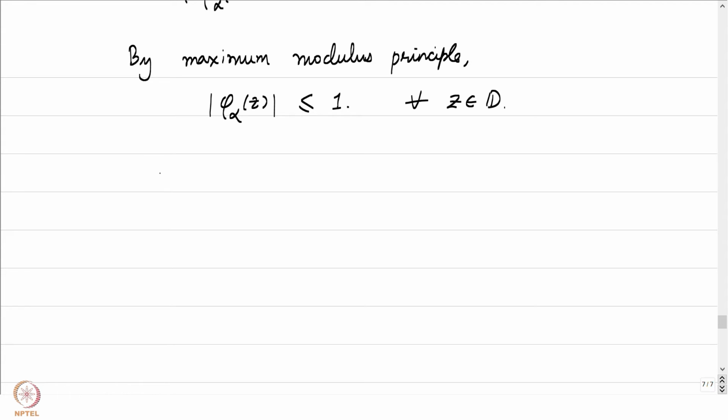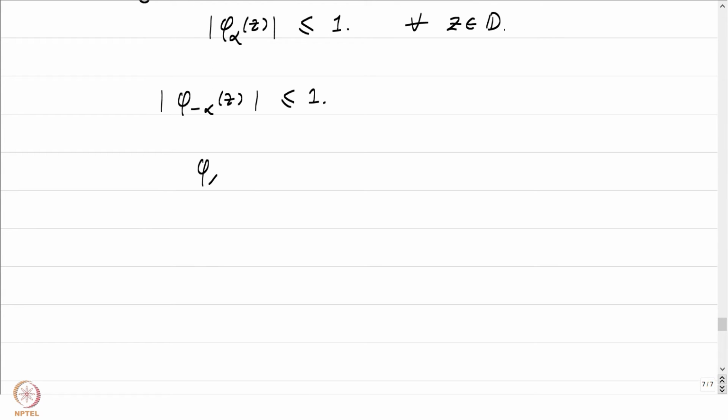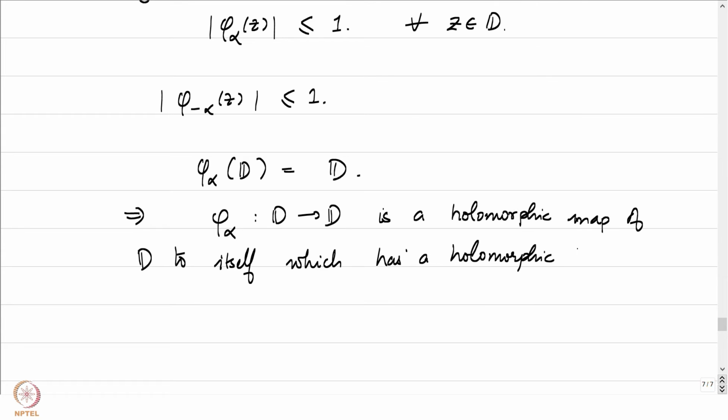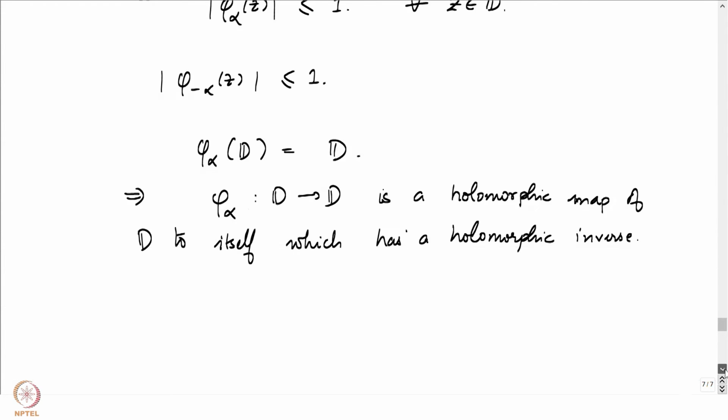And by a very similar argument, phi minus alpha of z is also less than or equal to 1, and it can be shown by using both phi alpha and phi minus alpha that phi alpha of the unit disk is equal to the entire unit disk. That means that phi alpha from D to itself is a holomorphic map of D to itself, which has a holomorphic inverse. And that's precisely the definition of an automorphism of a domain omega.